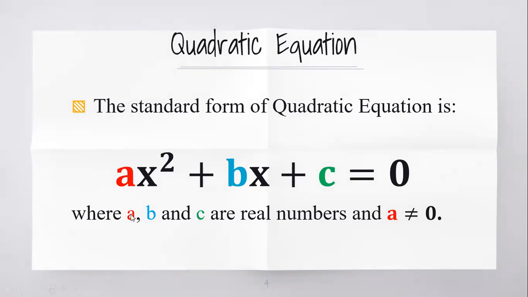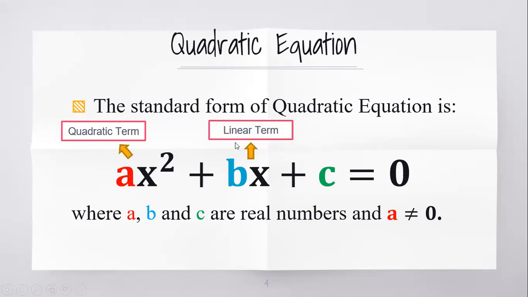Also, we have three terms in quadratic equation. The first term is ax squared, the second term is positive bx, and the third term is positive c. Ax squared is also called quadratic term because its highest exponent is positive 2. Bx is called linear term because the highest exponent of the variable x is positive 1. That is why it is called linear term. And c is called the constant term, having no variable in its side.